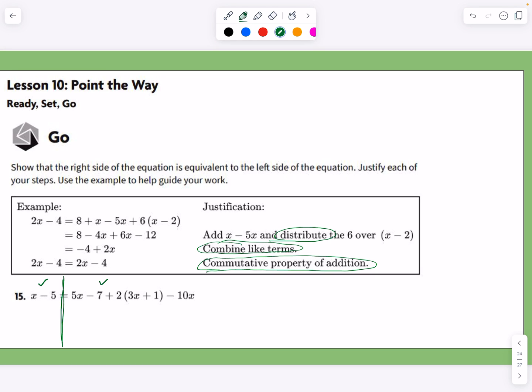So I got x minus 5 over there, so let's go ahead and use distributive property over here first. So we have 5x minus 7 plus 6x, and 2 times 1 is 2, plus 2 minus 10x. We'll use distributive property first. Now I'm going to combine my like terms. I have a 5x, a 6x, and a negative 10x. 5 plus 6 is 11, minus 10 is 1x. So I can write that simply as x. And then I have a minus 7 and a positive 2, and that combined to make a minus 5. So there's x minus 5, which matches that side. So we've shown that the two sides are equivalent.